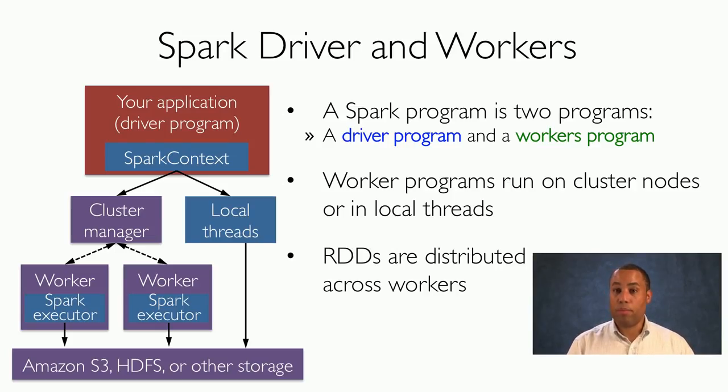A Spark program consists of two programs, a driver program and a workers program. The driver's program runs on the driver machine, and the worker programs run on cluster nodes or in local threads. And then RDDs are distributed across the workers.